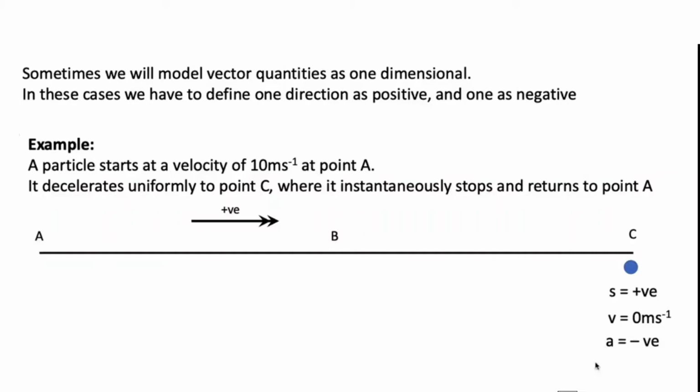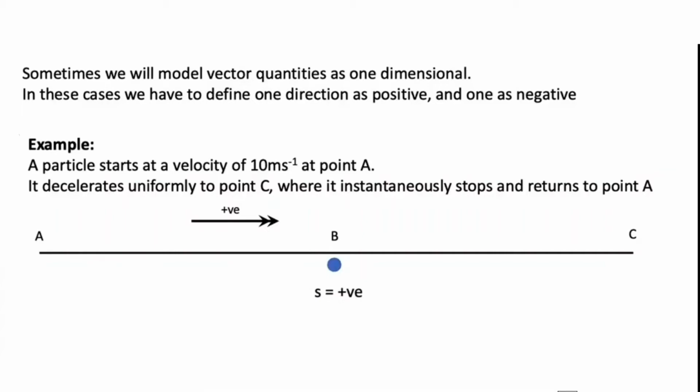At point C, its displacement is still positive. Its velocity has now become 0 because we were told it instantaneously stops at point C. Its acceleration is still negative because its velocity has been reducing all this time, from 10 to 7 to 4 to 3 to 0. And actually, its velocity is going to continue to decrease. Now this particle is going to start to move back towards A. Its displacement is still going to be positive. It's on the right-hand side of where it started.